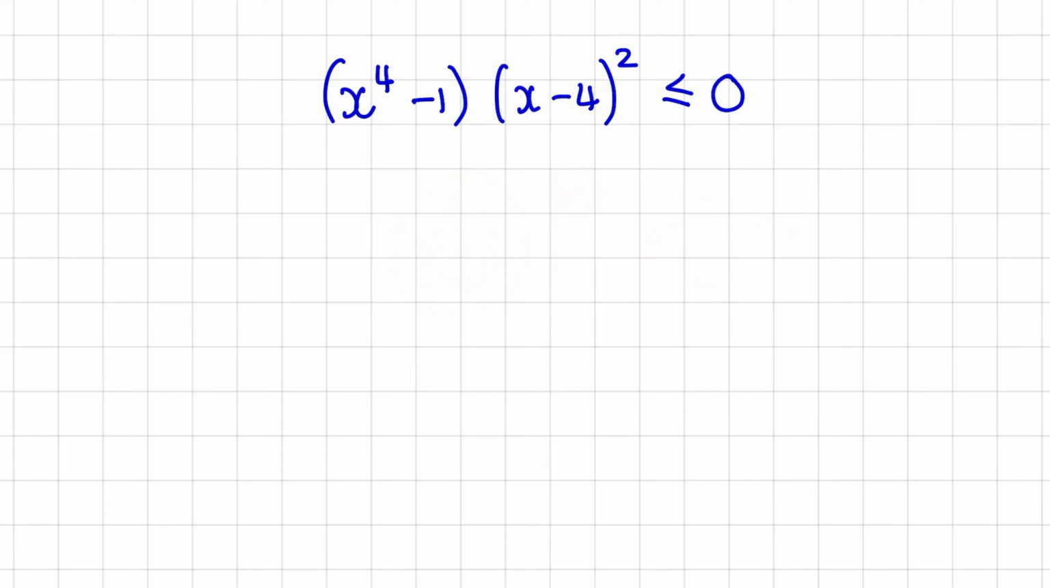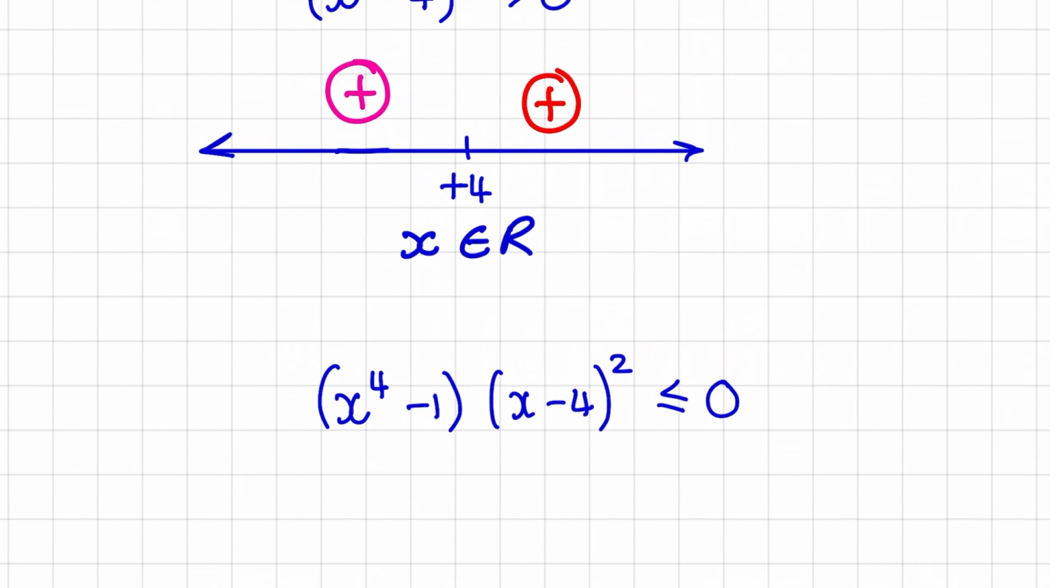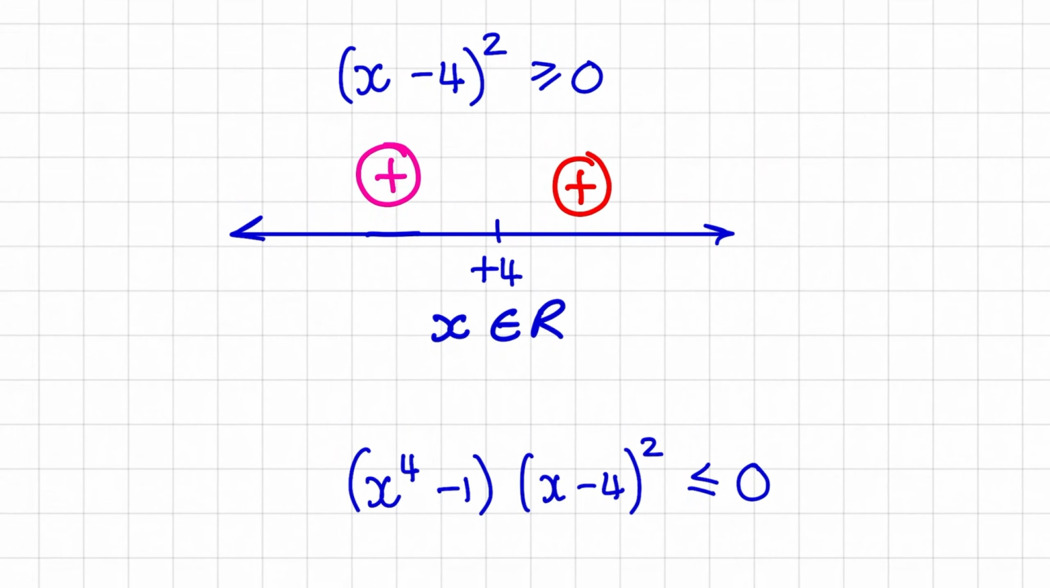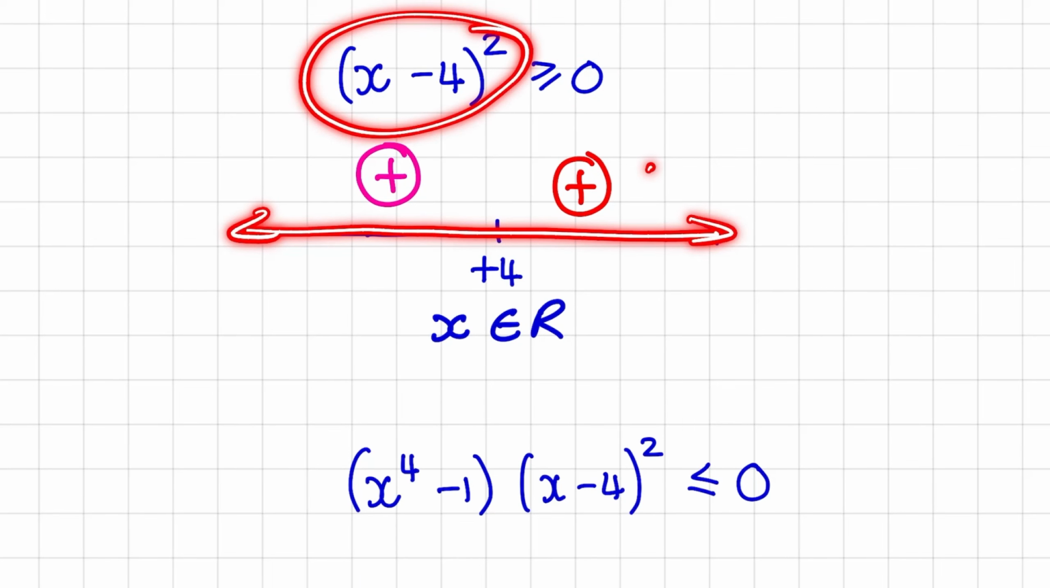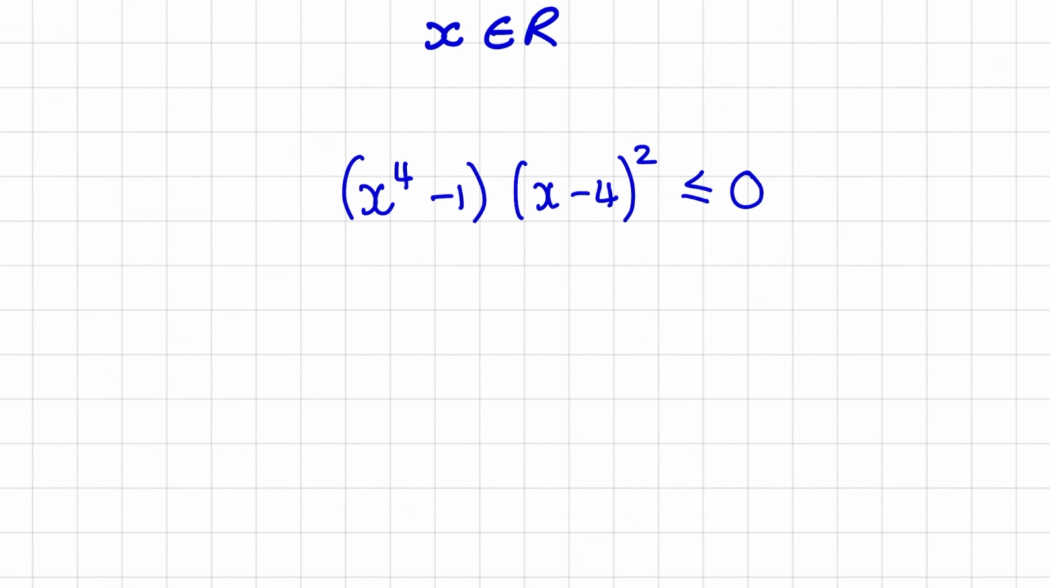So in this example, we have x to the power of 4 minus 1 multiplied by (x minus 4) squared, smaller or equal to 0. And this example builds on our previous video where we had (x minus 4) squared bigger or equal to 0, and I explained why that expression would always be positive.